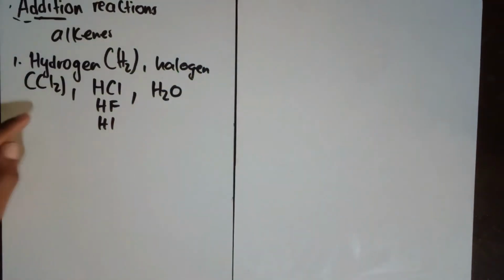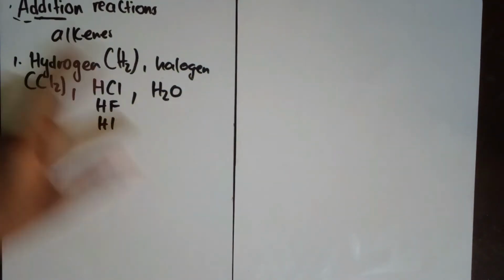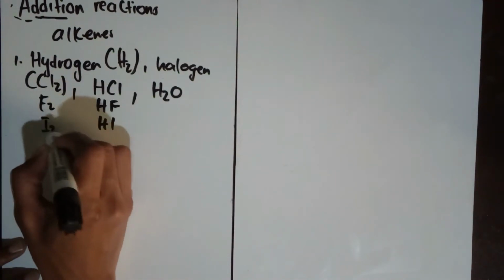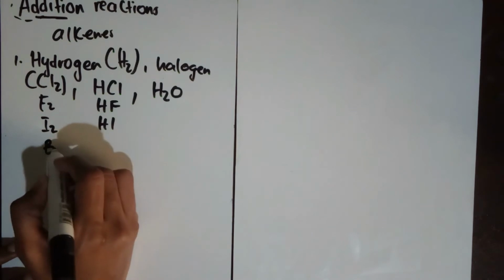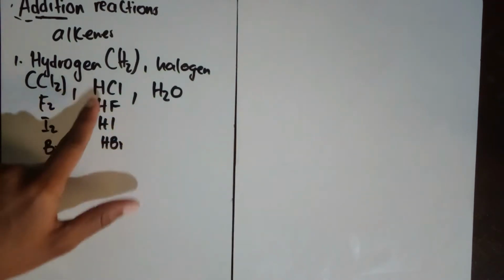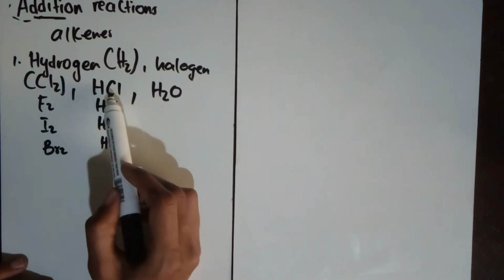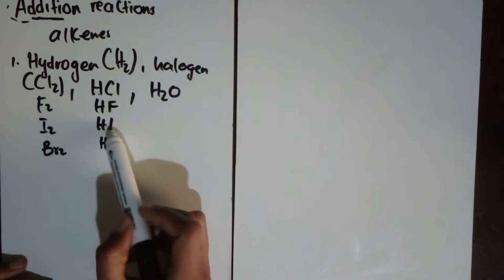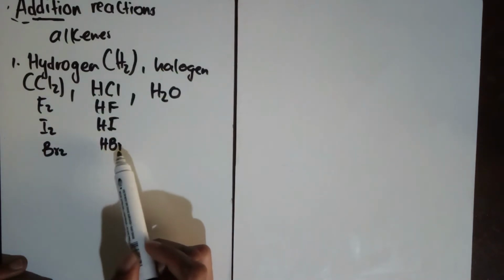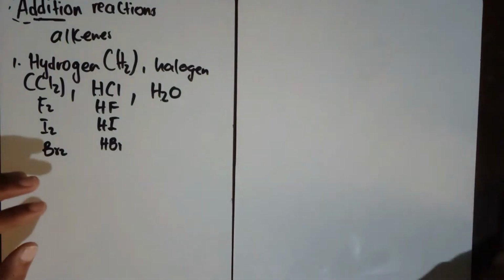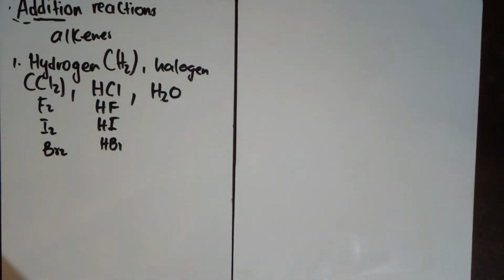So there are four things we can add. We can add hydrogen, or a halogen. Halogens can also be F2, I2, or Br2. Or we can add a hydrogen halide, so a hydrogen bonded to a halogen, which can be HCl, HF, HI, or HBr. Or lastly, water. Those are the four types of addition reactions that we're going to be focusing on in this lesson.